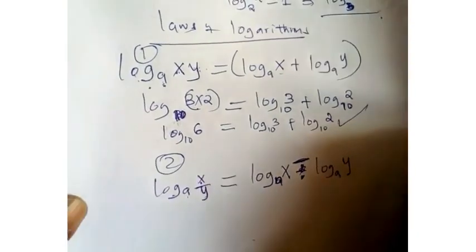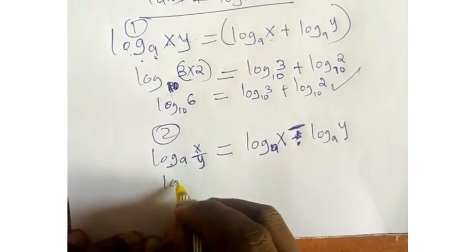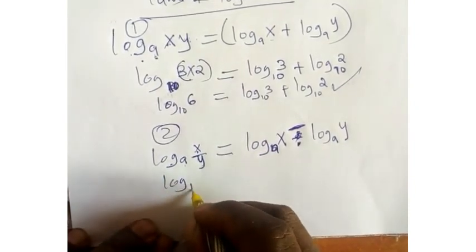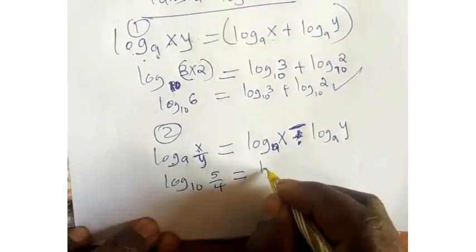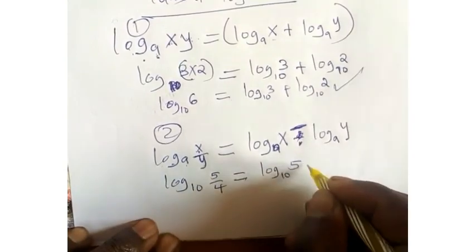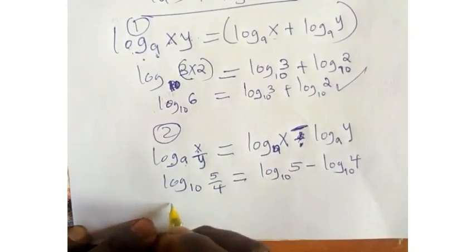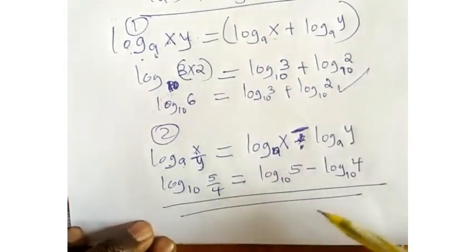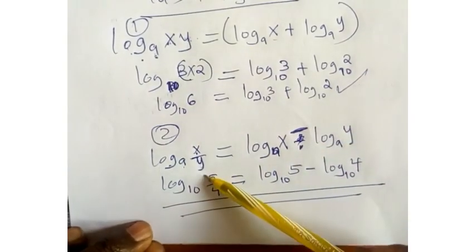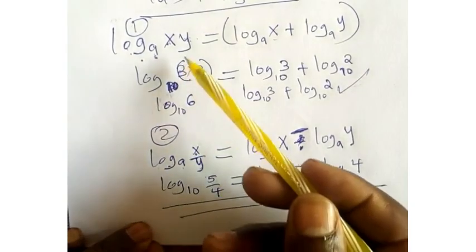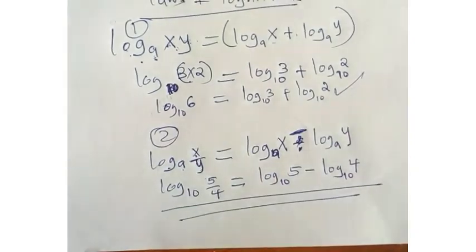So let me give an example. So we have log base 10 of 5 divided by 4. This one is the same as log to base 10 of 5 minus log to base 10 of 4. It is the same thing. So that's why I told you need to understand the rules of indices, and it will help us: when we have division we mean subtraction, and when we have multiplication, it is the same as we have addition. Very important.